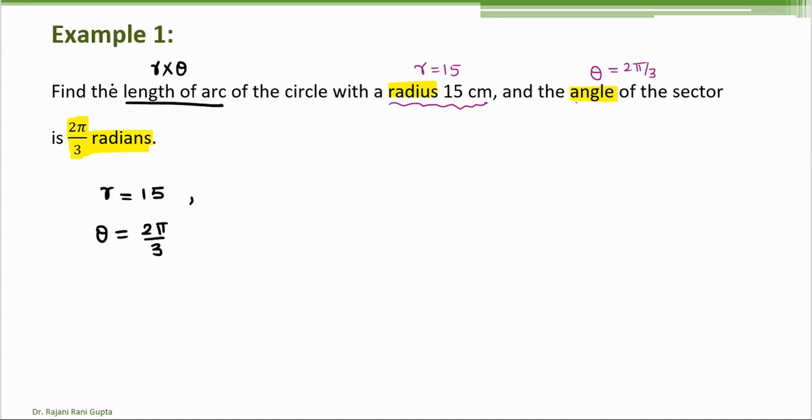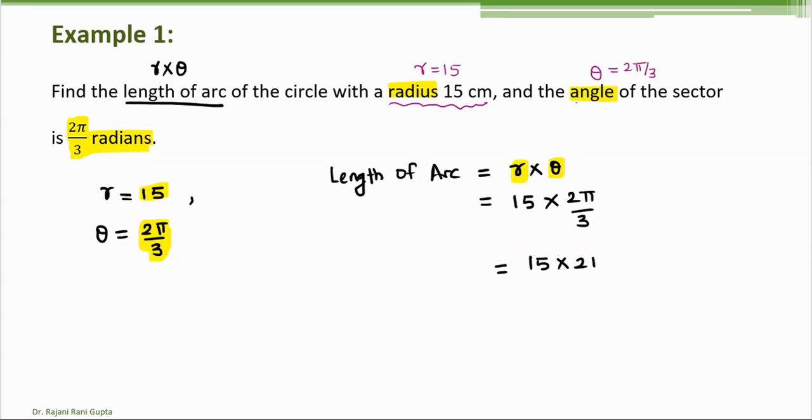Once we know these two things, we need the length of arc. So length of arc is given by, what's the formula? R times theta. Substitute the value of R as 15. So this gives you 15 times, in place of theta, write 2 pi over 3. Now you just simplify: 15 times 2 pi divided by 3.